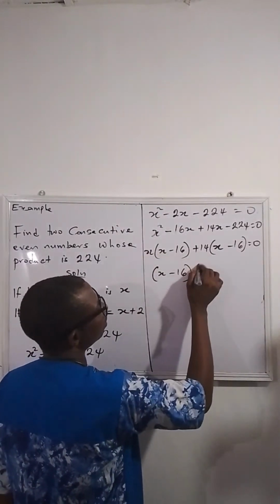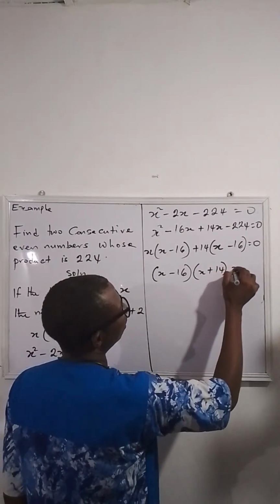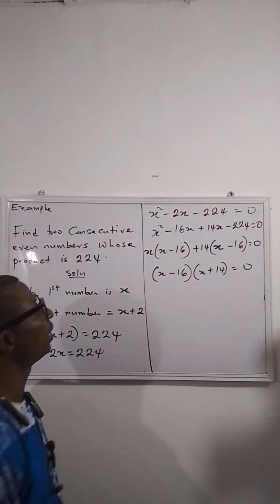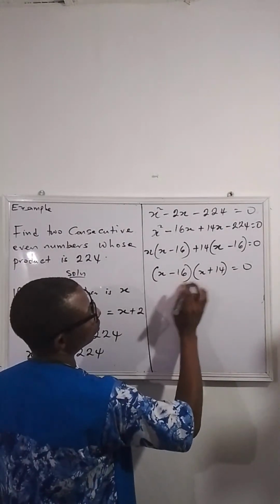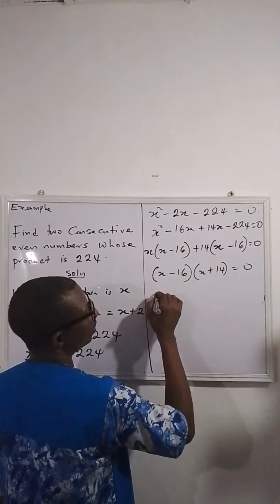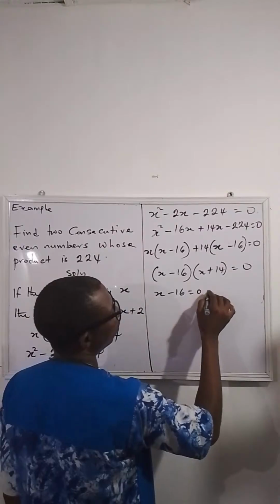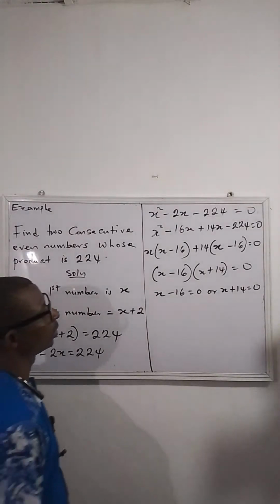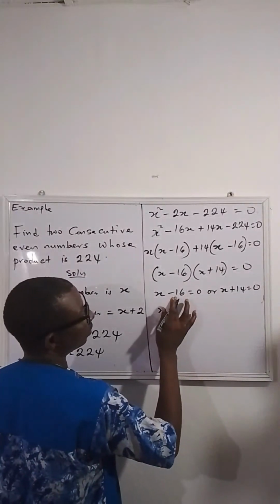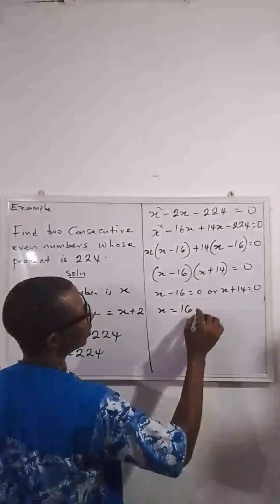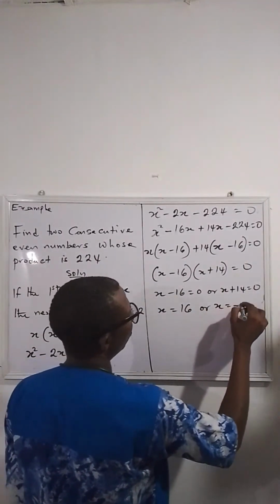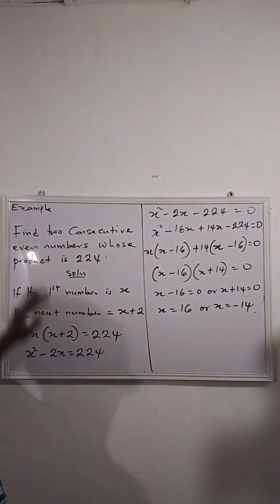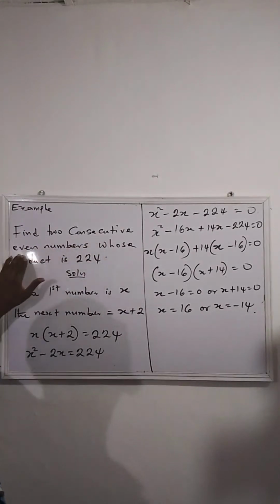We are left with x plus 14 equals 0. Now the next thing is to equate each of these to 0, because their multiplication is 0. So it's either x minus 16 is 0 or x plus 14 is 0. That means x equals 16 when you transpose minus 16, or x equals minus 14. Now we have to find the two consecutive even numbers.